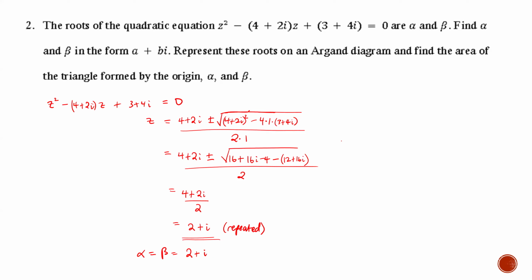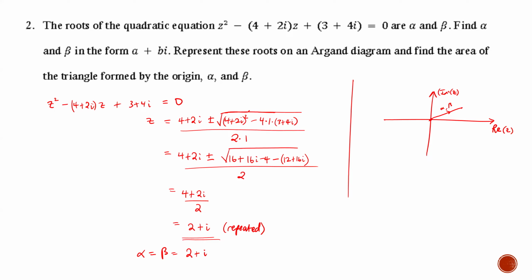Now, how do we represent these roots on an Argand diagram and find the area of the triangle formed by the origin, alpha and beta? Well, this is not hard. On an Argand diagram, we have this as the real axis and this as the imaginary axis. The origin is actually the complex number 0, and 2 plus i would be somewhere here. So we have something like this. But remember, this is alpha and this is also beta at the same time.